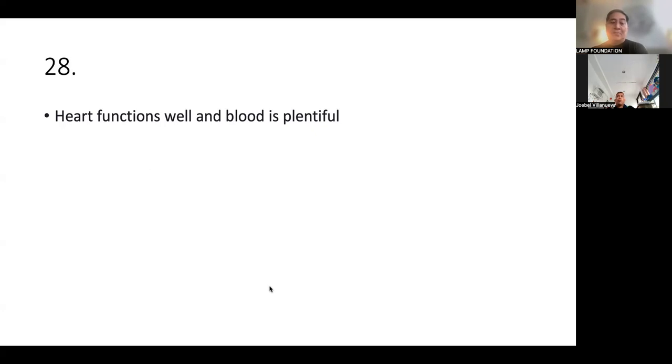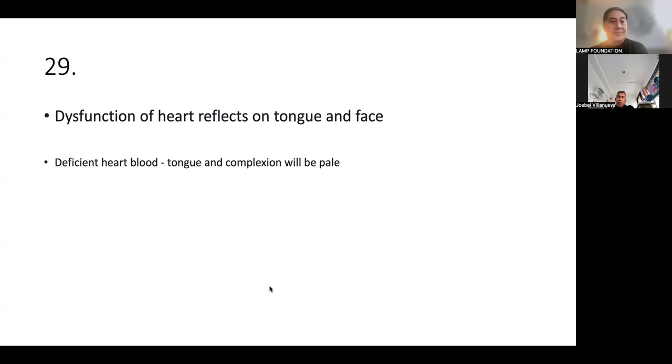Heart functions well and blood is plentiful. How would you know from the patient? From the patient's complexion and tongue. The tongue will be rosy. Dysfunction of the heart reflects on the tongue and face. So, yeah. Deficient heart blood, the tongue and complexion will be pale.